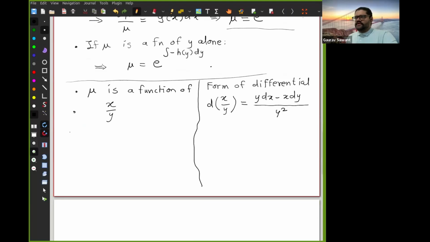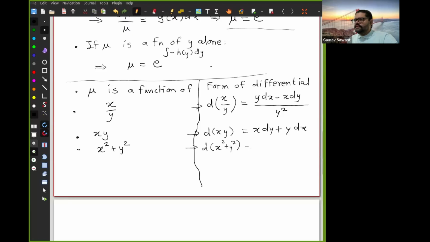Here is a function like this. If it is a function of xy, the corresponding form is d(xy), it's simply x dy plus y dx. You could have other relations as well. If it is a function of x square plus y square, in that case, I will have the formulation d(x square plus y square) equal to twice of x dx plus y dy.